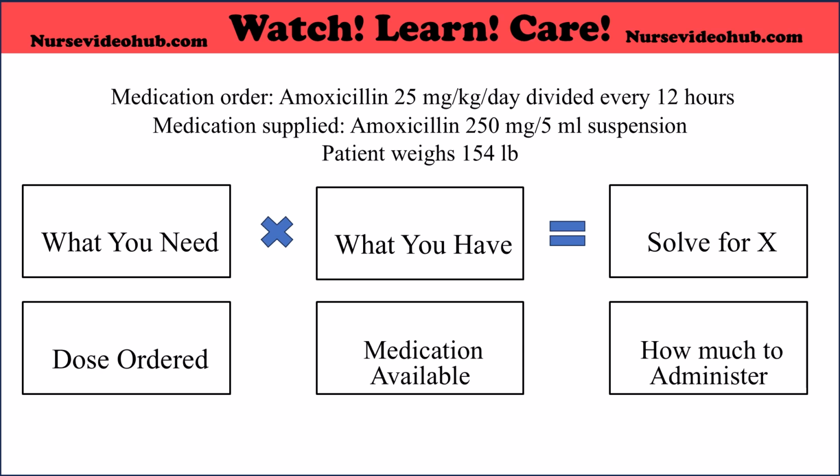The medication order is amoxicillin 25 milligrams per kilogram per day, divided every 12 hours. The medication supplied is amoxicillin 250 milligrams per 5 milliliter suspension. The patient's weight is 154 pounds. How much should you administer?